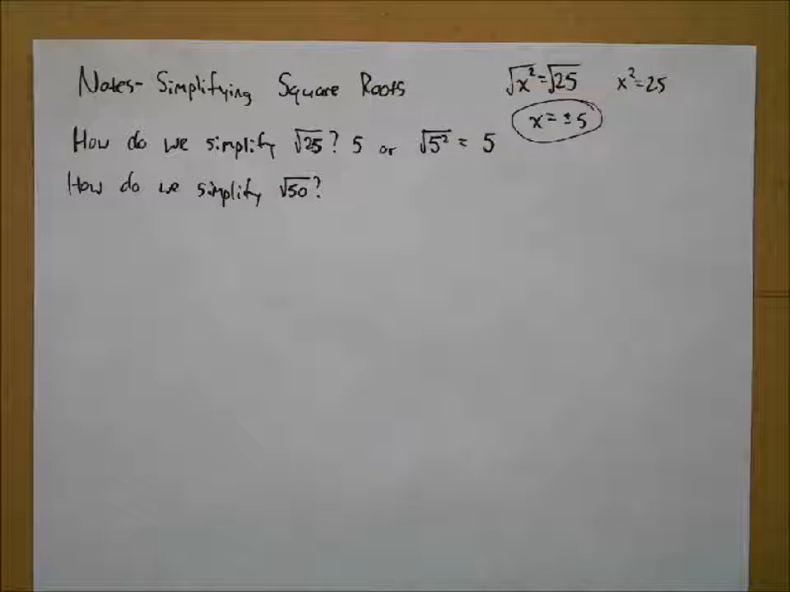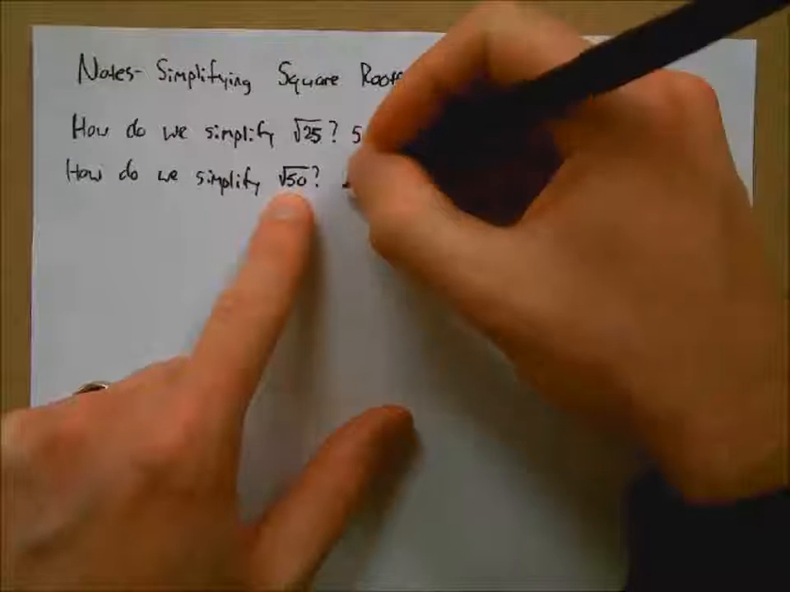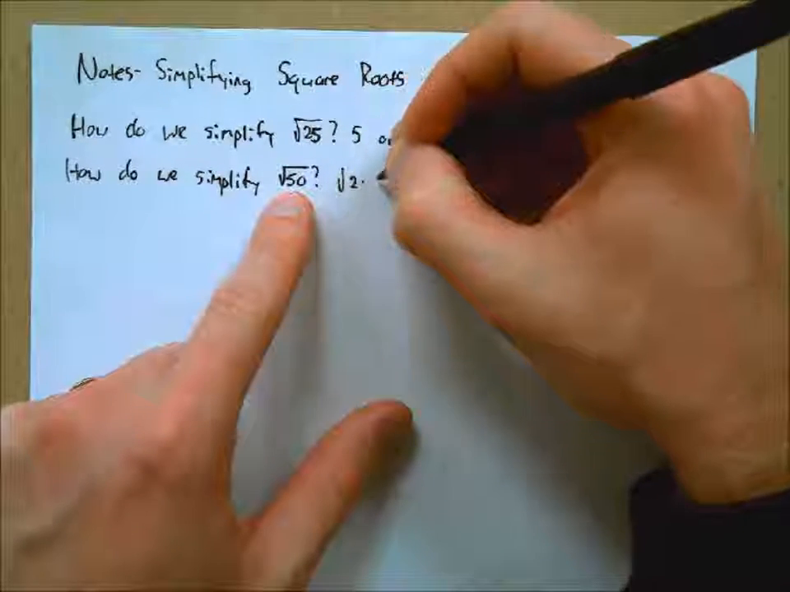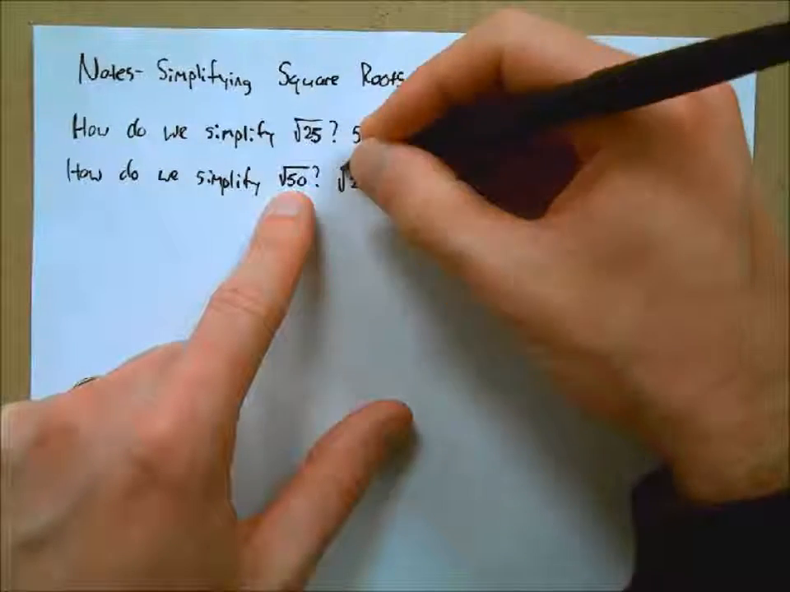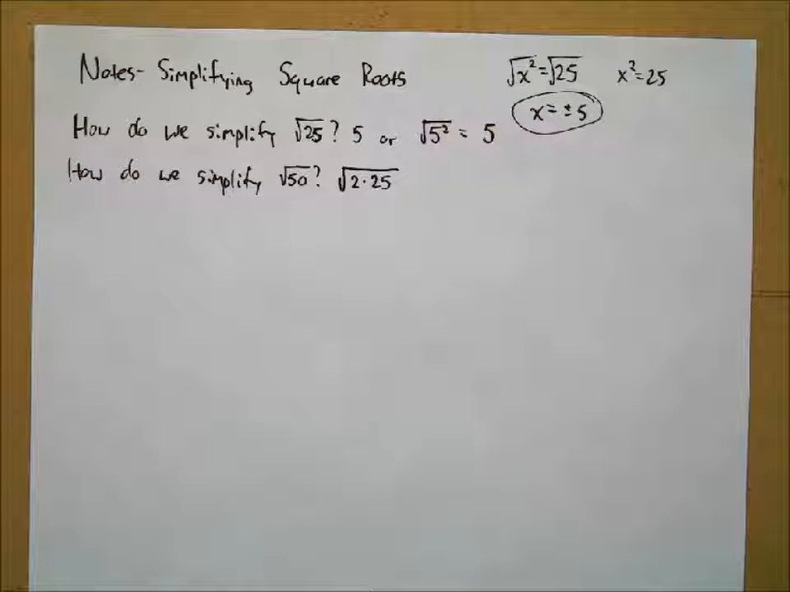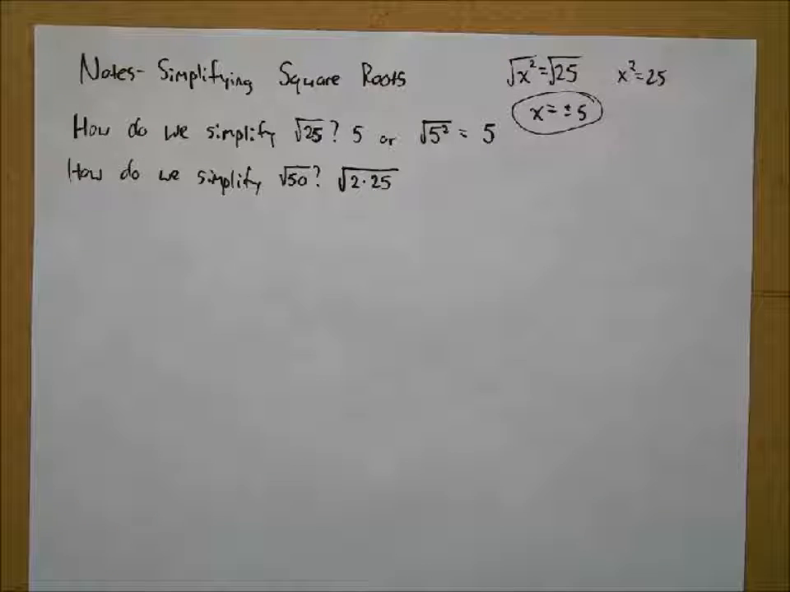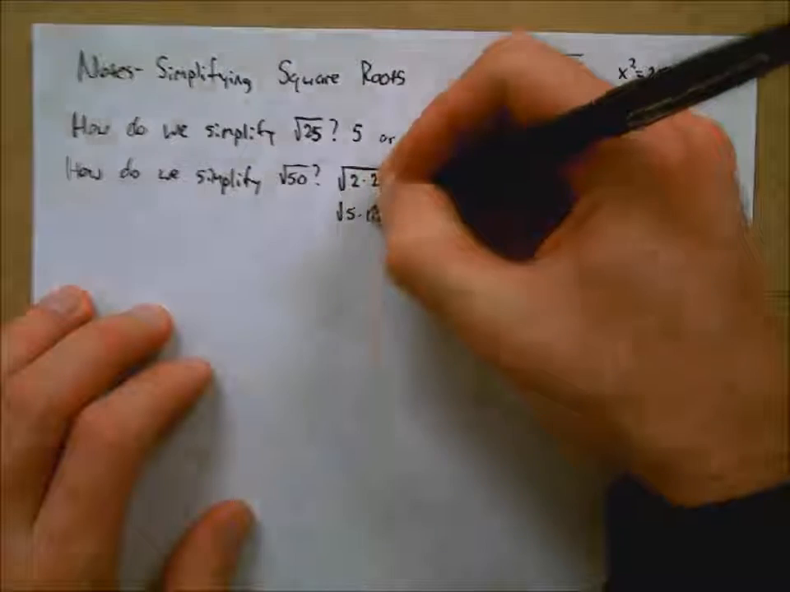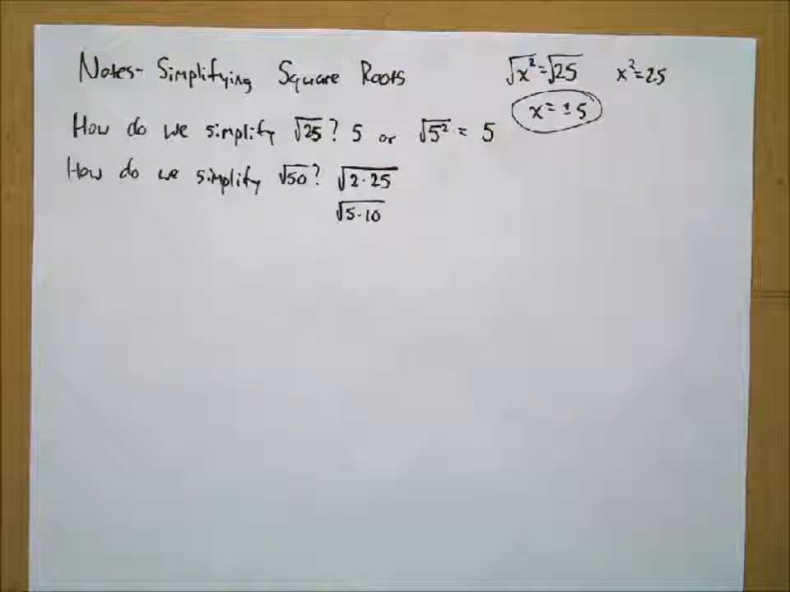So how do we simplify this? Well, using some properties of square roots, we can take that 50 and see that 50 is 2 times 25. Now, of course, I also could have said the square root of 5 times 10, right? I could have said that. But which one is more helpful here?